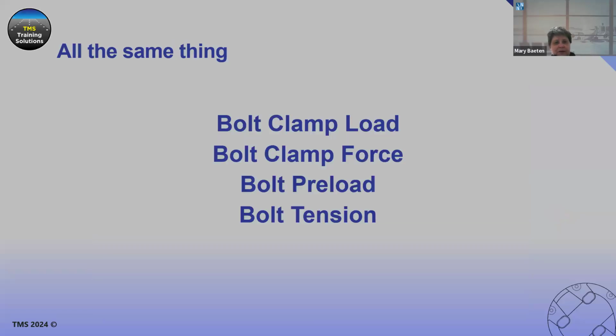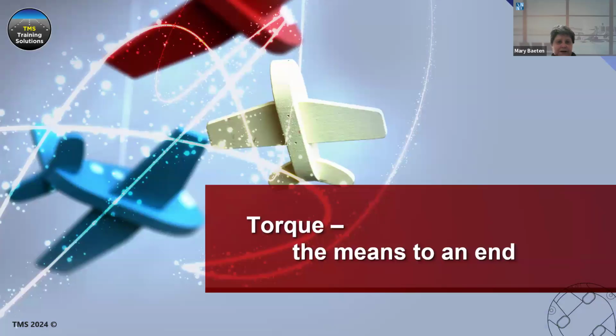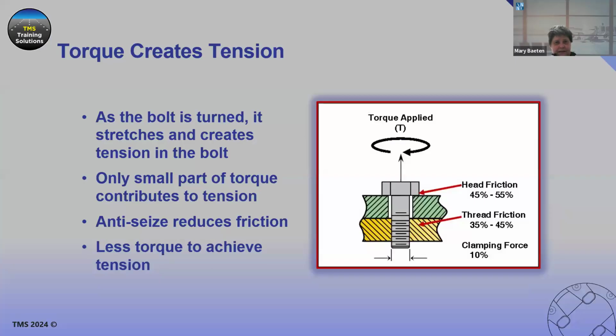So we talk about clamp load, bolt clamp force, bolt preload, bolt tension, all of that means the same thing. Torque is just the means to an end. Torque actually creates the tension. As we turn it, it stretches the bolt and the bolt becomes longer, creating the tension in the bolt. Only a small part of that torque contributes towards the tension.